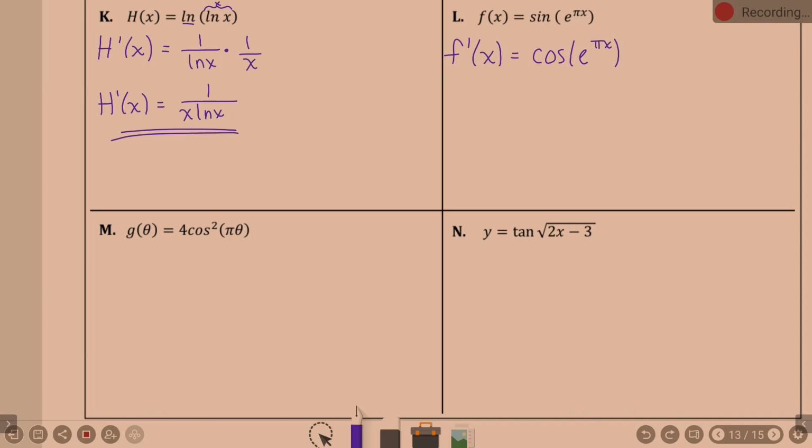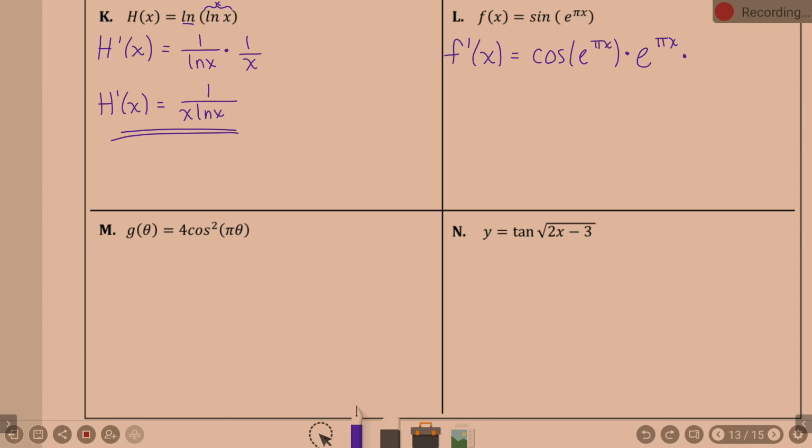So now, my inside is e to the pi x. What's the derivative of e to any power? E to that power. Now, is that power just an x? No. You must keep going.